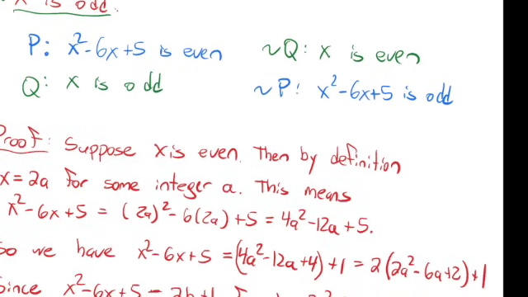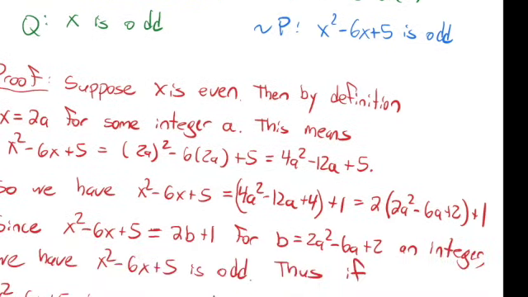And this is a little bit nicer, I think, because it's a little bit easier to take something that we have assumed about x and plug it into this quadratic expression and simplify. So I can now replace each of these x's with our assumption that x is even. So it's 2 times a.